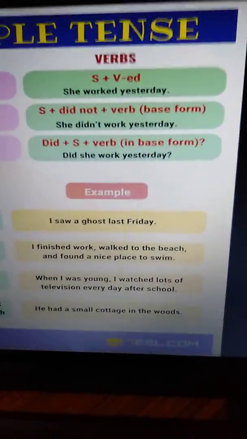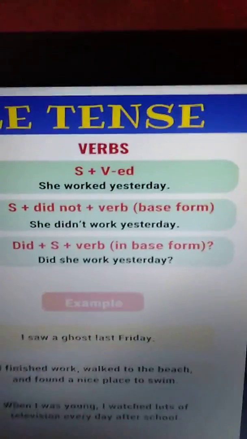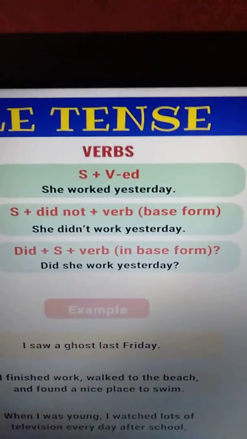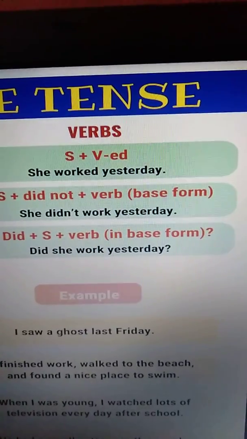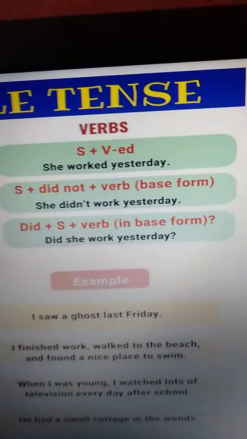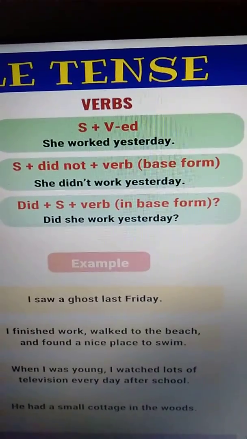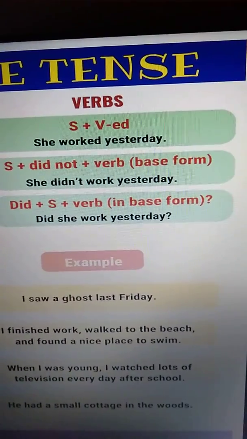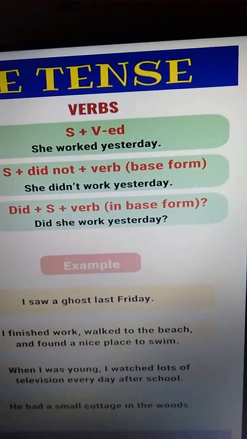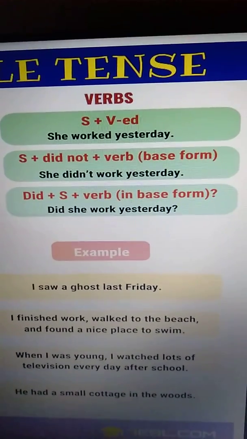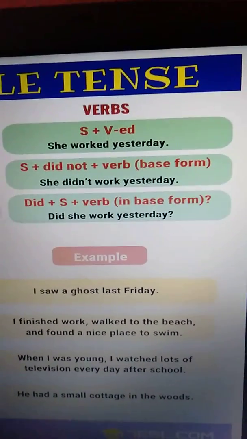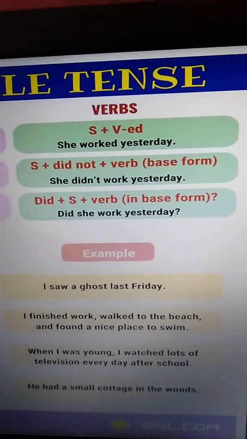For regular verbs we said that it's a subject plus a verb. If it is positive, it's a subject plus a verb with ed, right? Like she worked yesterday. And if it is negative, did not or didn't, plus the verb in the base form. The base form is the infinitive. And if it is a question, we start with the auxiliary did, like did she work yesterday.